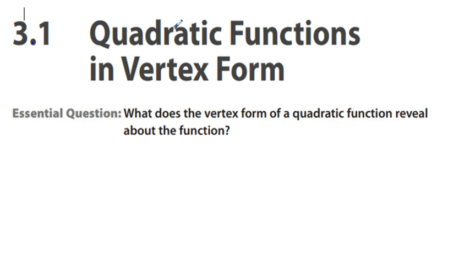Chapter 3.1, Quadratic Functions in Vertex Form. Essential question: what does the vertex form of a quadratic function reveal about the function? 1. Location of the vertex. And that should be kind of obvious.